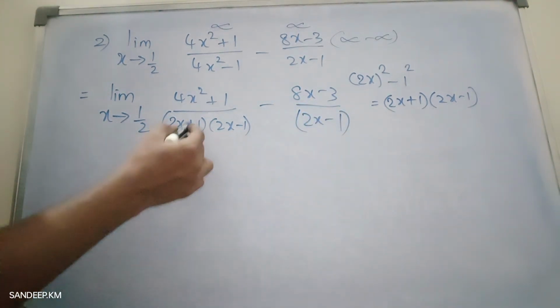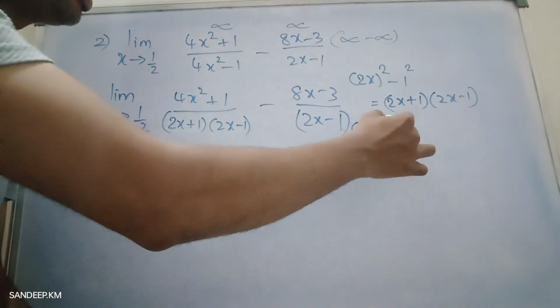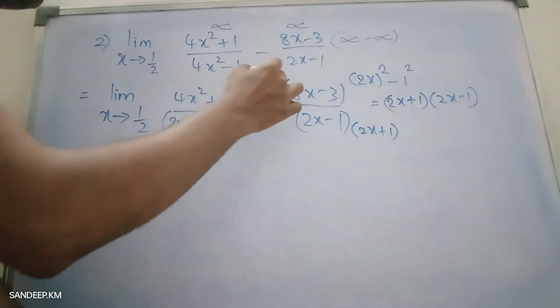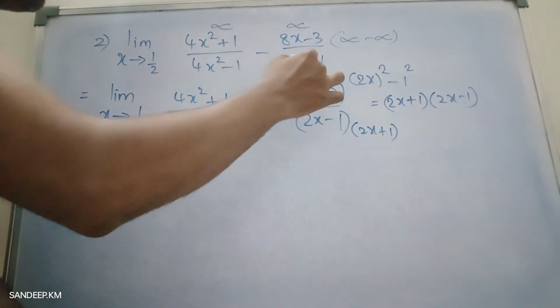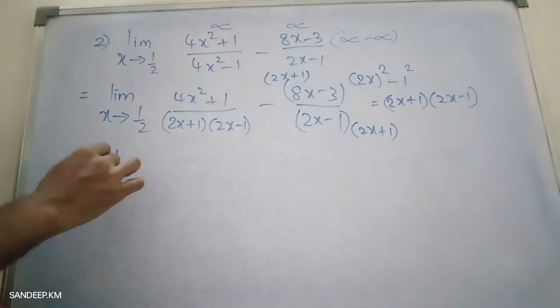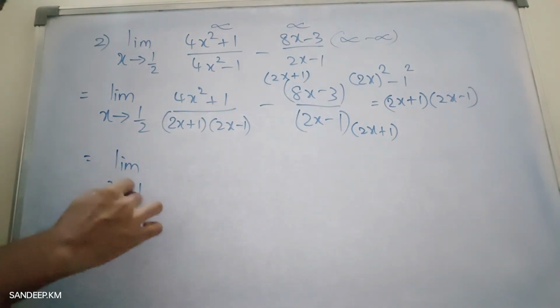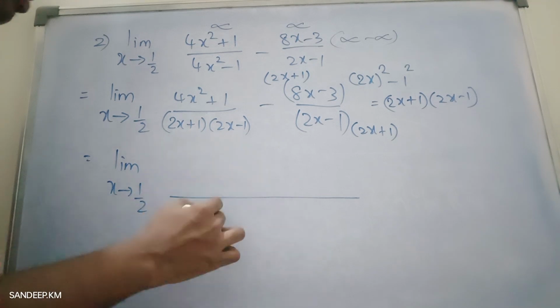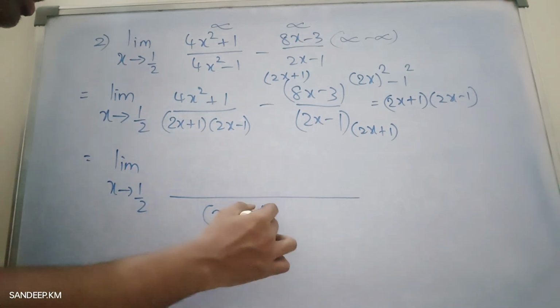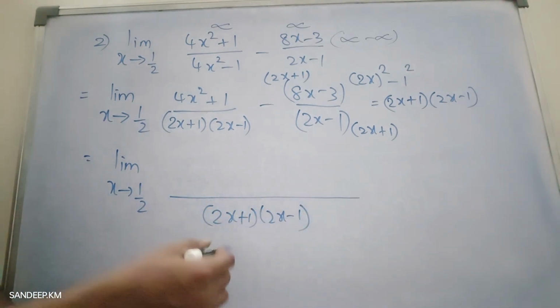Multiply 2x minus 1 with 2x plus 1 in the denominator and of course also in the numerator, 2x plus 1. Okay now, so limit x approaches 1 by 2 and the denominator is common denominator, 2x plus 1 into 2x minus 1, and what is in numerator?